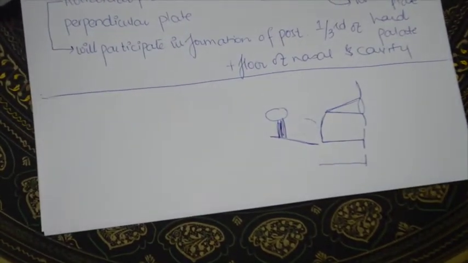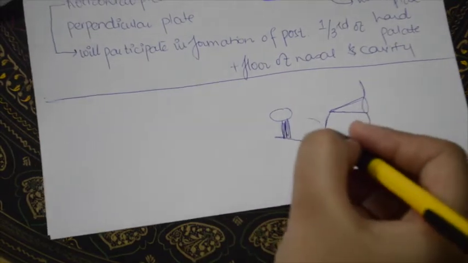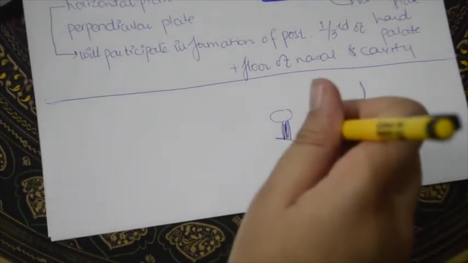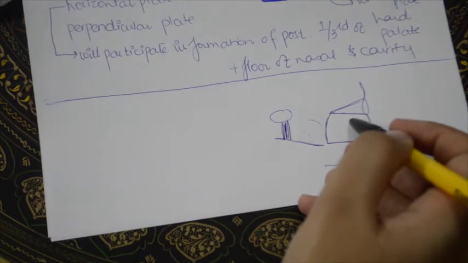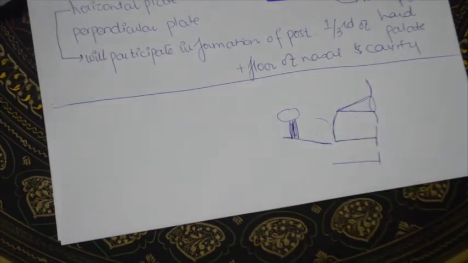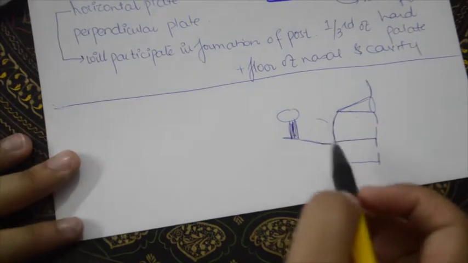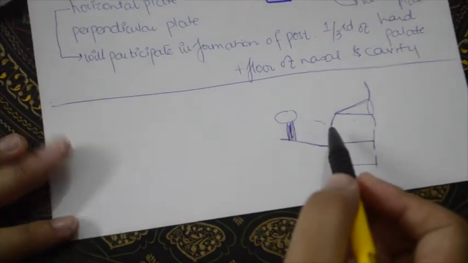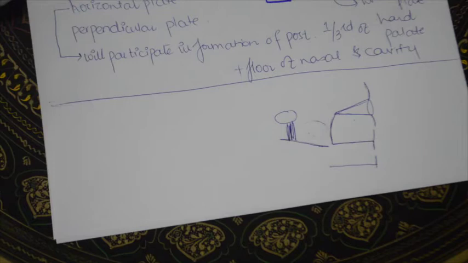Anyways, there's also a foramen in the perpendicular plate, and that is the sphenopalatine foramen. This foramen will be over here. This will connect the pterygopalatine fossa with the sphenopalatine foramen. The sphenoid bone will be connected to the palatine bone, and through it can go into the oral cavity and the nasal cavity.